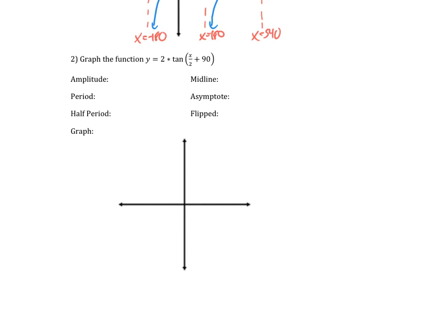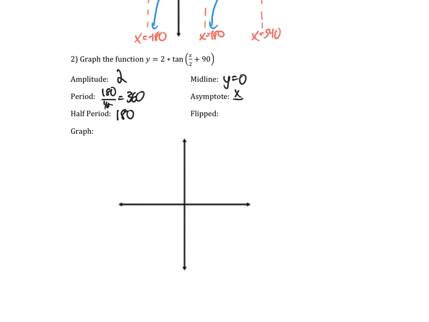Okay, hopefully you got a graph here. I'm going to run through this fairly quickly. Amplitude is 2. Period, I'm going to do 180 over 1/2. Ooh, 360. So same period as last time. Half period is going to be 180, half of 360. Midline is still 0, hasn't been shifted.